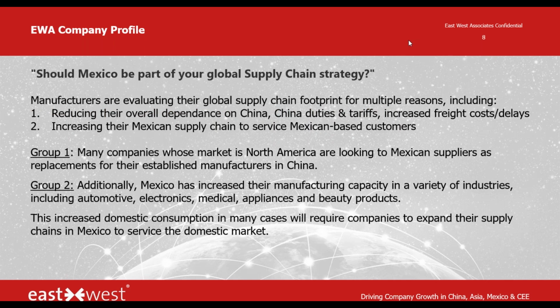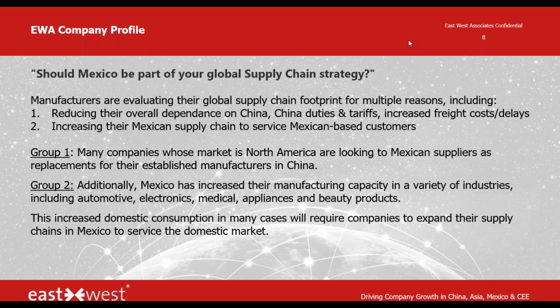So should Mexico be part of your supply chain strategy? We won't belabor this too much. China's changed. We all know that for the last 20-25 years. Now we get the duty situation. We've got freight costs. We've got delays. We've got rising labor costs. We've got China 2025 transparency issues. So a lot of things have changed since you first went to China 20, 25, 30 years ago.